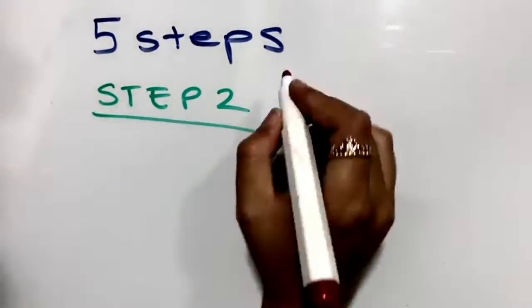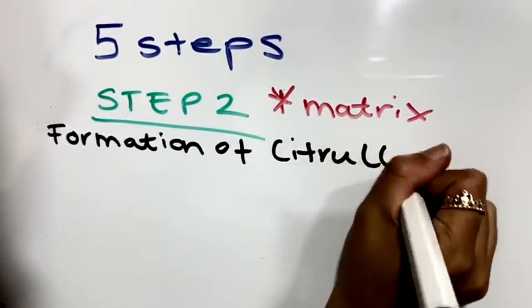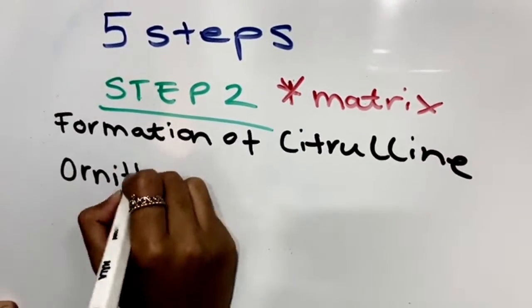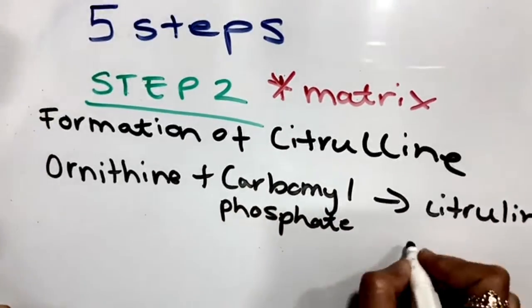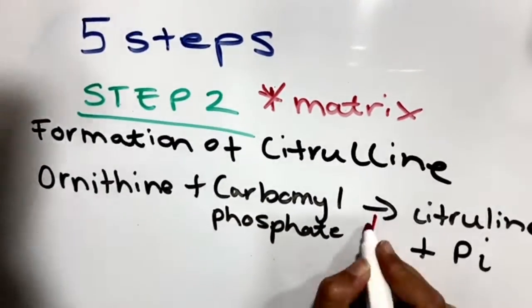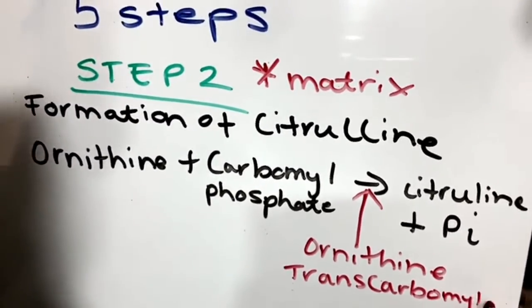The second step is synthesis of citrulline. This also occurs in the matrix of the mitochondria. OTC takes ornithine and carbamoyl phosphate and adds them to make citrulline. Citrulline is easily permeable to the mitochondrial membrane and therefore it diffuses into the cytosol.